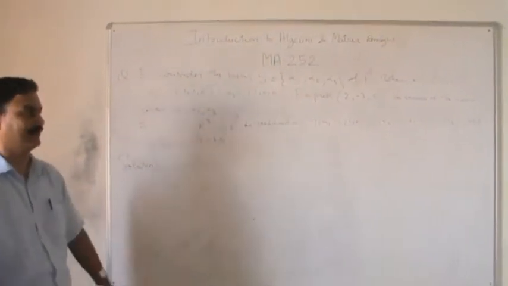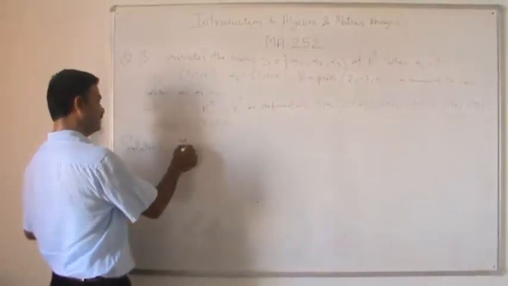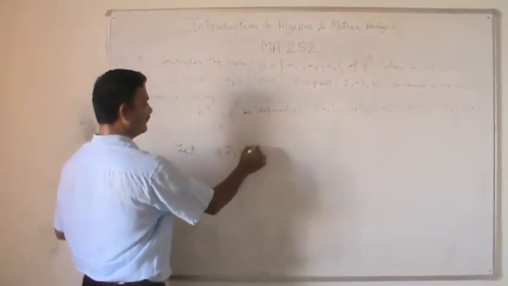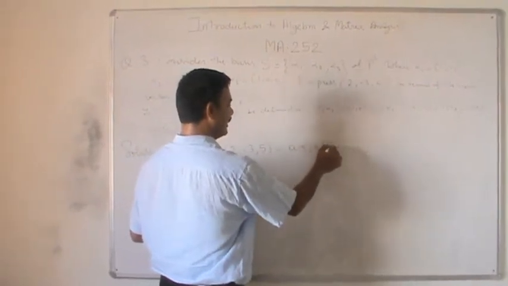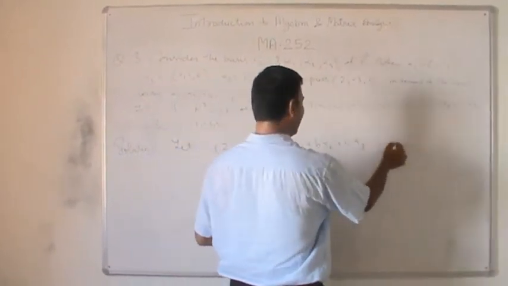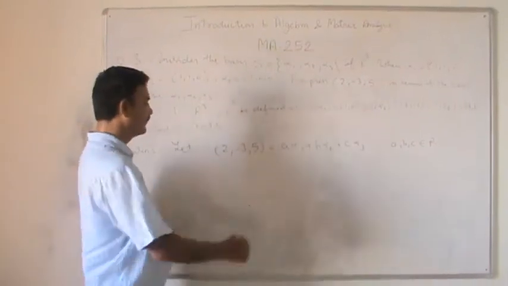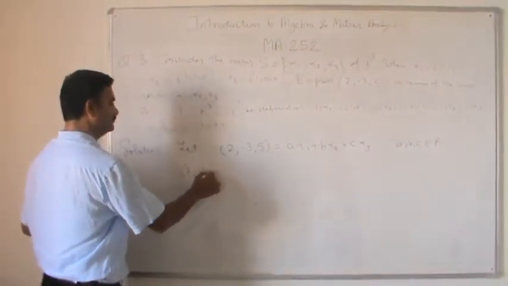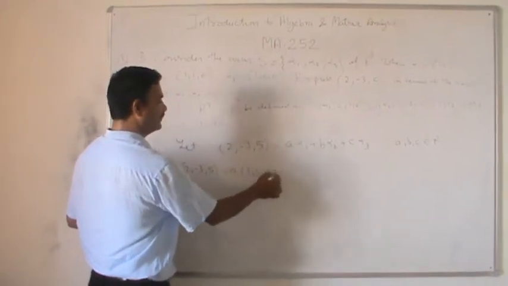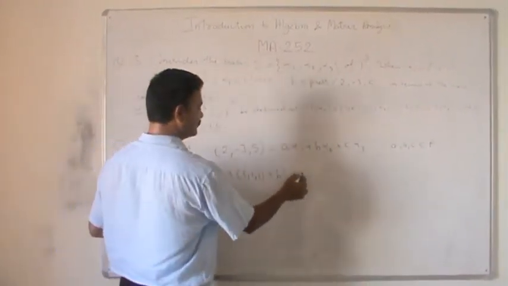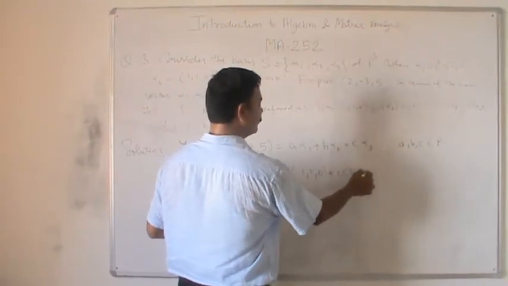So first of all, we express this given vector (2, minus 3, 5) in terms of its basis vectors. So let us consider, let the vector (2, minus 3, 5) be equal to A times alpha 1 plus B times alpha 2 plus C times alpha 3, where A, B and C are any three scalars belonging to our field R. Now we assign the value of alpha 1, which is already given, (1, 1, 1). The value for alpha 2 is (1, 1, 0), so we put (1, 1, 0). And the value of alpha 3, which is (1, 0, 0).